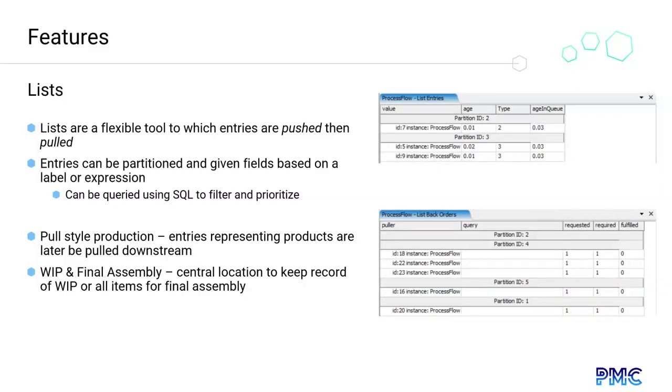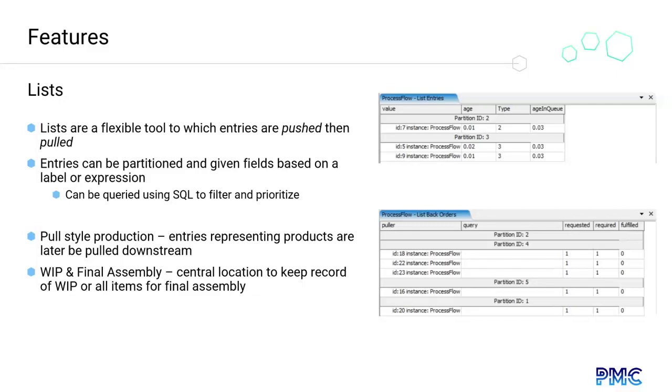And so you can query lists using SQL to filter what it is that you're pulling and also to prioritize it. So if you are, for example, using a list to set up material handling operations, you can sort it based on the longest time in queue, for example, if you want to prioritize that way. And then additionally, if you're doing a pull style production, which this is a great tool to set up, if you have certain pieces of equipment that can only perform certain operations, again, you can use something like a label or a partition in order to only look for entries that meet that qualification.